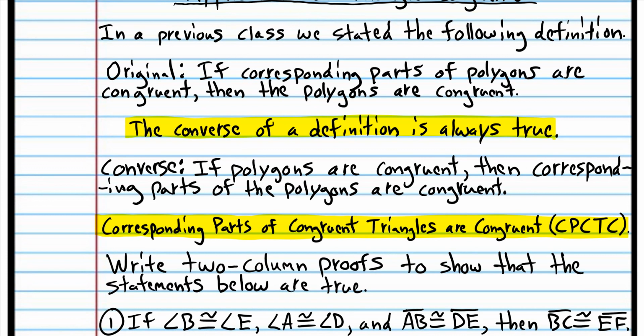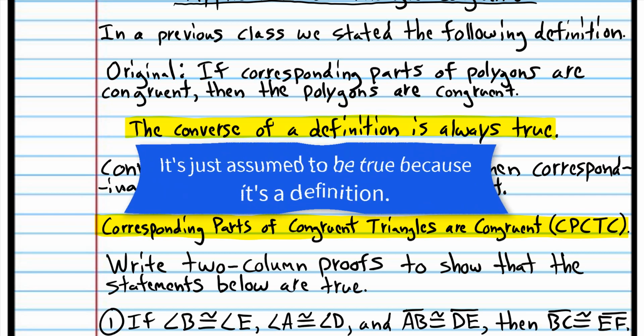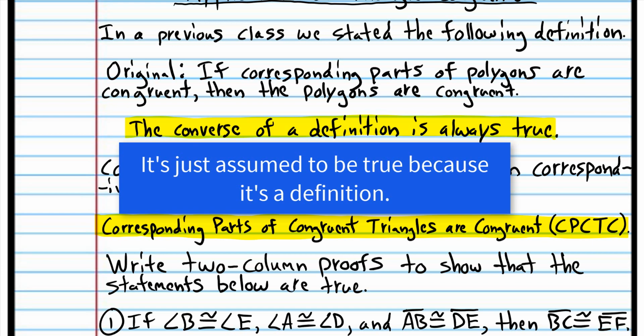I forget if I mentioned this, but the converse of a definition is always true. Remember, when you just give some random statement, the converse is not necessarily true. Sometimes the converse is incorrect. But a definition is just something that you decide is true. You just say this is true by definition. It's just true because we make it true. The converse of a definition is always true. So that's an important thing to remember.